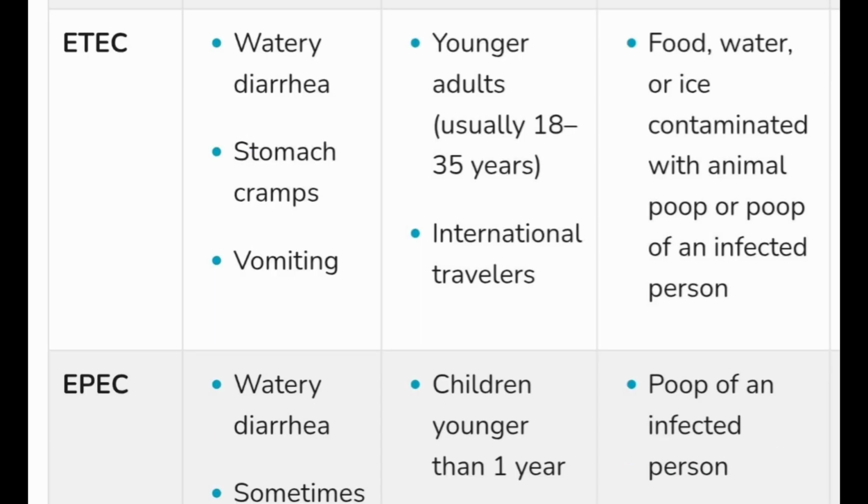Next is enterotoxigenic E. coli, where the symptoms are watery diarrhea, stomach cramps, and vomiting, and those affected are younger adults, 18 to 35 years. That is usually what you call international travelers, when you have this vomiting or discomfort after traveling. The source is food, water, or ice contaminated with animal poo or the poo of an infected person. So when you talk of adults being affected, you are talking of this discomfort you experience when traveling.